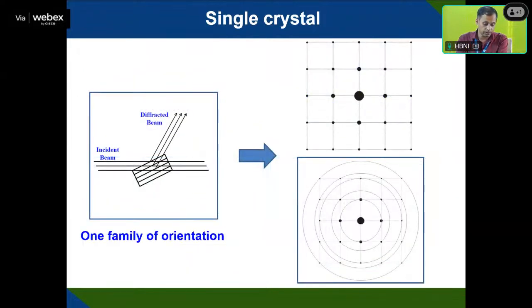You can see here with the single crystal, all the planes are aligned in one direction, and the X-ray beams falling wherever Bragg's law is satisfied are diffracted from this plane. So you will be able to get this type of spot in the case of a single crystal. Sharp spots you will see in the case of a single crystal.